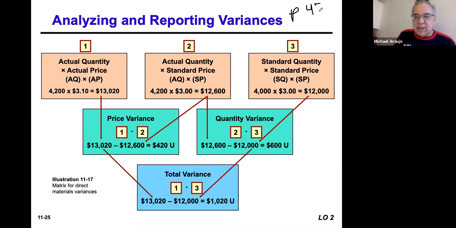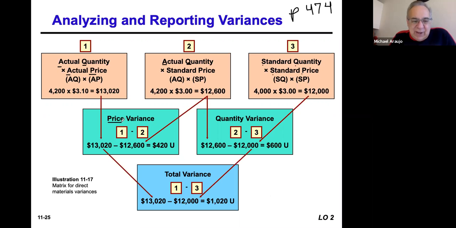So what it looks like here is a big overview of all the things we just did. The very first thing we did, number one, was calculate the actual quantity times the actual price, AQ times AP. The second thing we did was look at the actual quantity, but at the standard price, what we were expecting to pay. And then we looked at the standard quantity at the standard price, which is what we were expecting here. So as you see here, these three steps were put together.